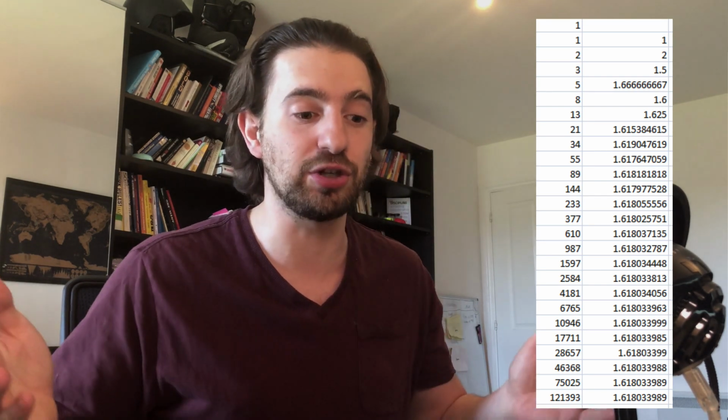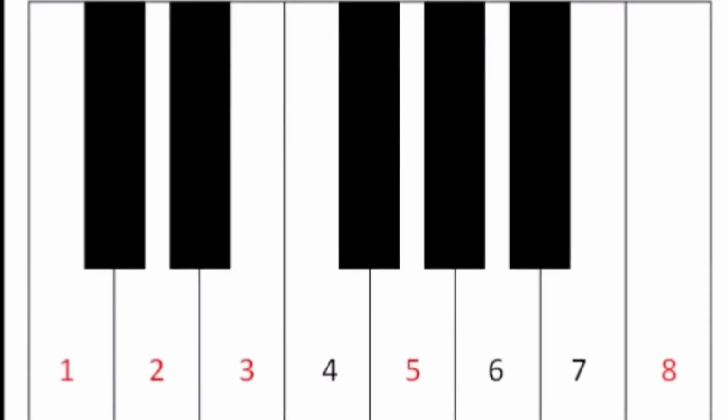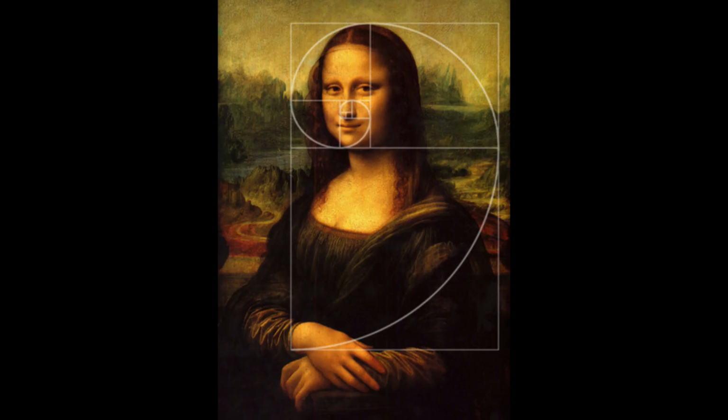This shows up in nature all the time. So where does it show up in nature? Well, first of all, the music track that's been playing on this video is a Fibonacci music track. The way that the keyboard is laid out is a Fibonacci ratio. Even more amazing, Leonardo da Vinci used this in art. You can see it in the Mona Lisa. You can see this in music, in art, in science.